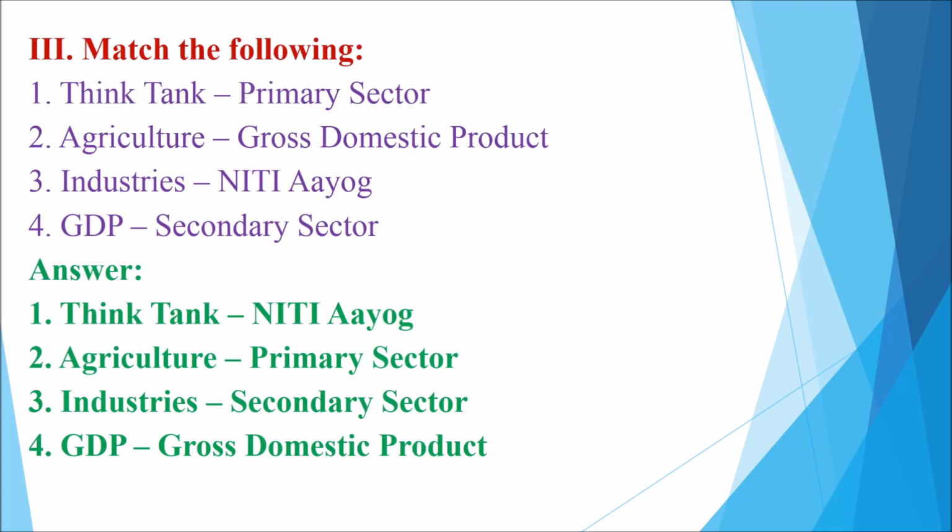Roman letter 3. Match the following. Question number 1. Think tank. So the answer is Niti Aayog. Question number 2. Agriculture. So the answer is primary sector. Question number 3. Industries. So the correct answer is secondary sector. Question number 4. GDP. So the correct answer is gross domestic product.